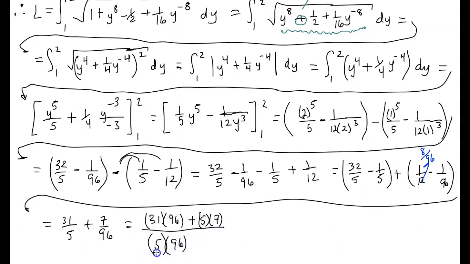Okay. I could have found the least common multiple of 5 and 96 and used that to find the least common denominator, but I'm just going to do it this way. So 31 times 96 ends up being 2,967 plus another 35, and all that over 480.